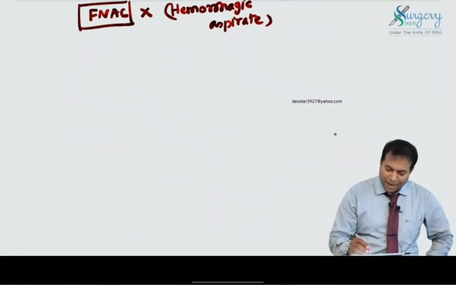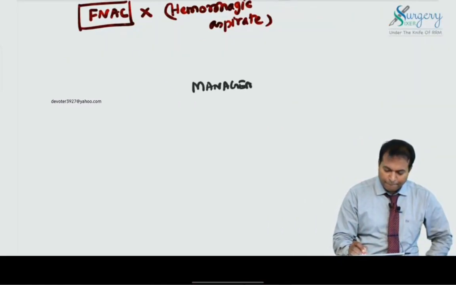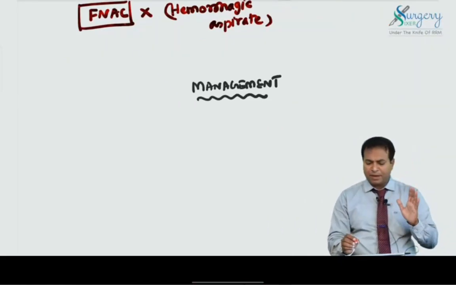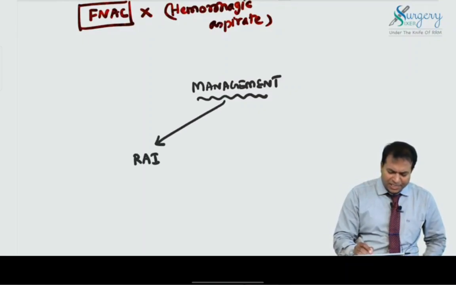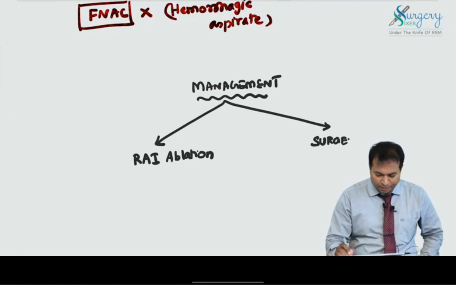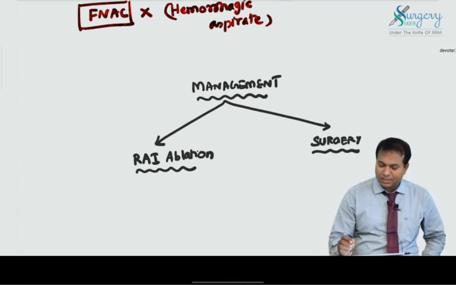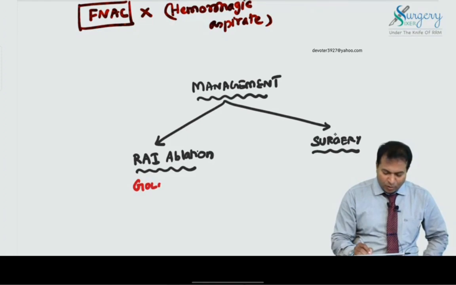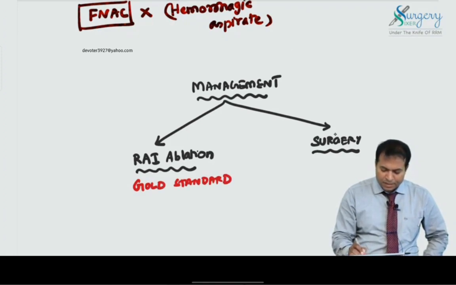Now coming to the management of Graves' disease. The management of Graves' disease is simple. Either we have to give radioactive iodine ablation therapy, which is one method. Another method is by doing surgery. Only two methods we have: radioactive iodine ablation or surgery. So which is the gold standard treatment? Radioactive iodine ablation is the gold standard treatment. Surgery is indicated in certain cases; I will tell you what the indications are.